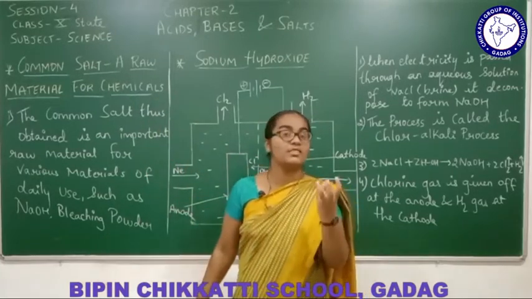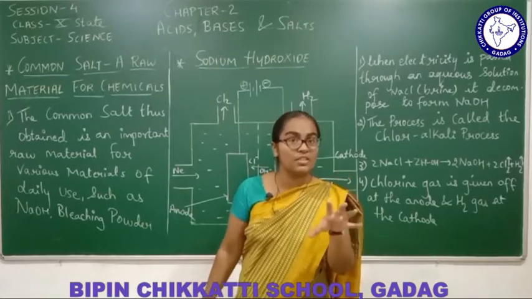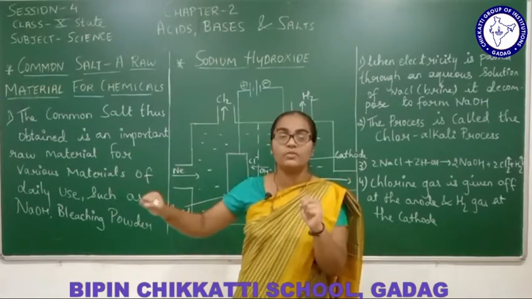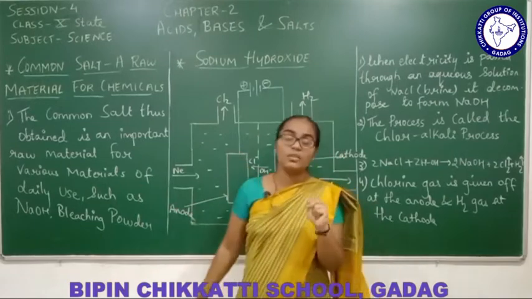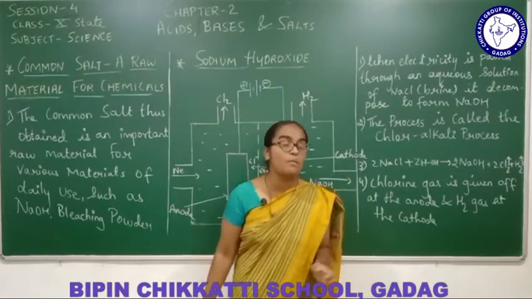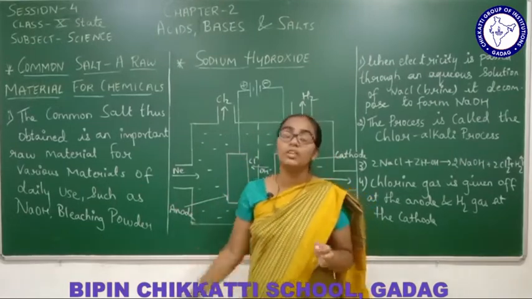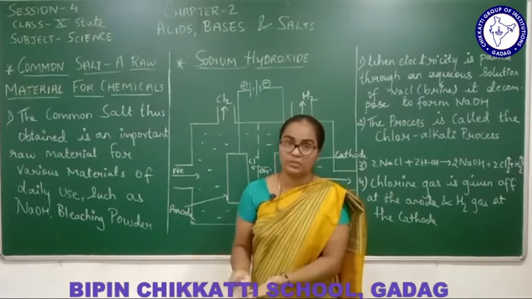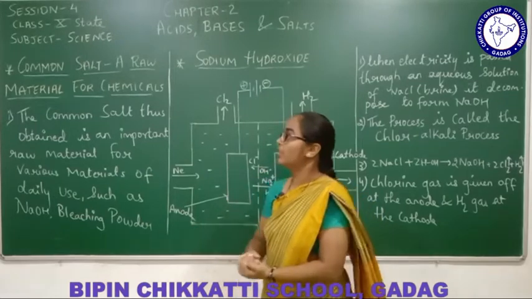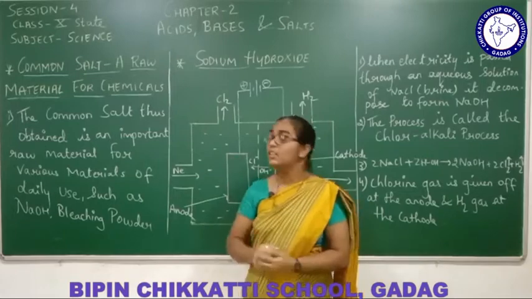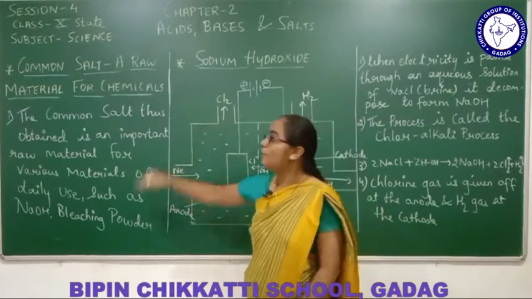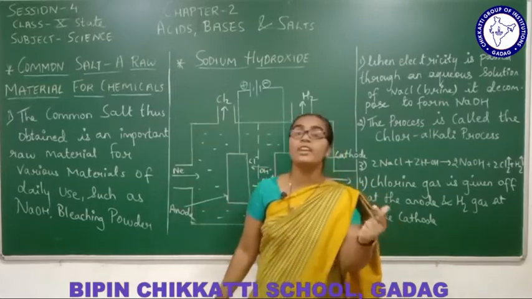So common salt, NaCl, is used as a raw material for the formation of certain useful products. Now how can this common salt be used as a raw material for the formation of a number of varieties of products? That we'll study here. Okay, now the first point: the common salt thus obtained, from where are we getting the common salt?